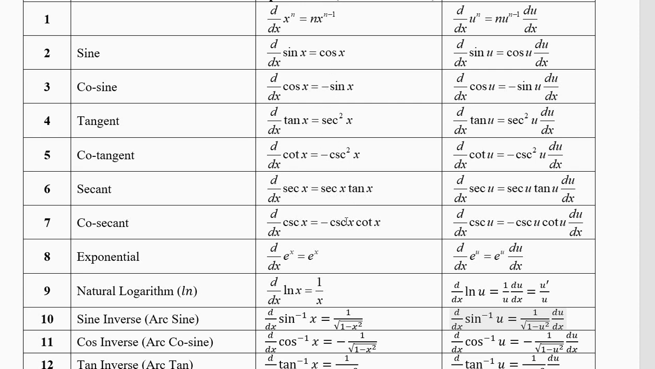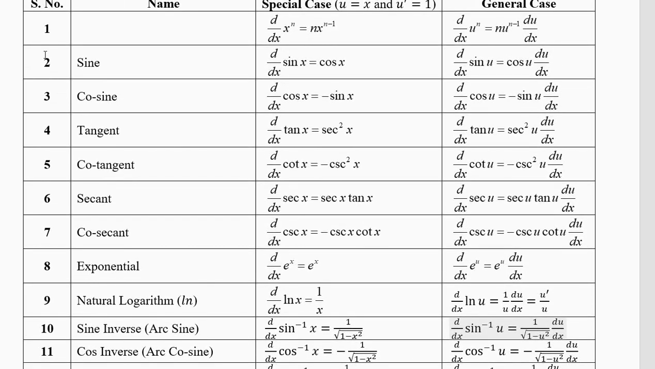Now these minuses should not be confusing to you. Look, cosine starts with c, so there is a minus. Cotangent starts with c, so there is a minus. Cosecant starts with c, so there is a minus. So just remember the minus comes for cosine, cot and cosecant. Cot means cotangent. For the other three, they don't start with c and they are plus. Same thing happens here, except that you have to multiply with du by dx.